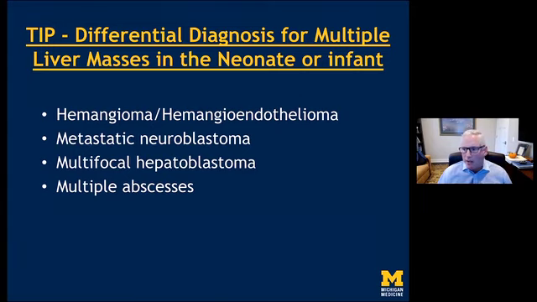So you want to take a look at that vascularity. I'm going to talk about that with another tip coming up. To think about hemangioma or hemangioendothelioma. Metastatic neuroblastoma, I already showed you multiple liver lesions. They can be large, they can be small, variable in size. And then there's also multifocal hepatoblastoma. Now, typically hepatoblastoma is not multifocal. That's not the routine presentation, so you would put that lower on your list. And again, if the patient is acting infected, then potentially multiple abscesses. And abscesses can occur in association in the neonate, for example, with umbilical venous catheters.